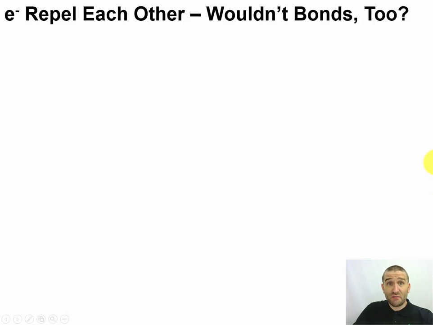Let's start with the rhetorical question. If electrons repel each other, shouldn't bonds repel each other too? Because they're made up of electrons. And the answer is absolutely. They should definitely be repelling each other, which is a really obvious and intuitive thing, right? But the results for it are not necessarily intuitive. So let's see what's going to happen when we start thinking about that.